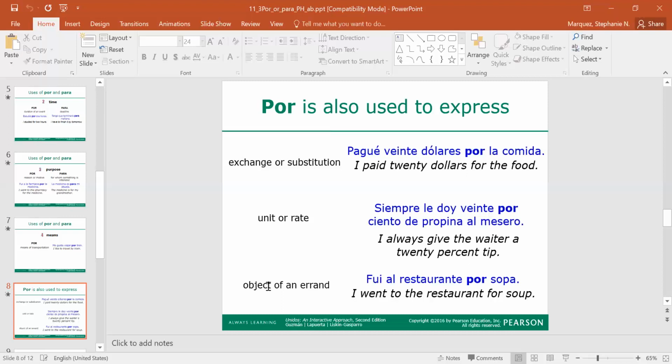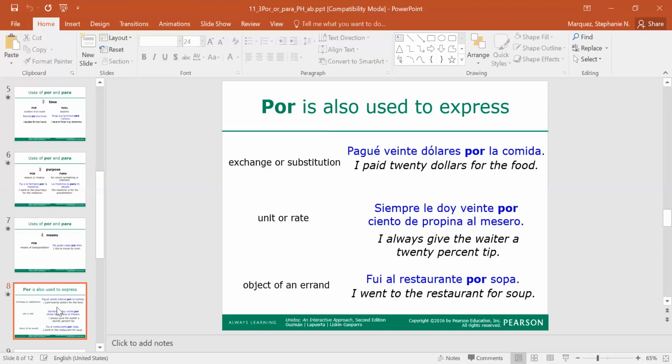And then this one, like an object of an errand, it's kind of like the means or motive, like why did you go to the pharmacy? Oh, I went to the pharmacy for medicine in that prior example. Fui al restaurante por sopa. I went to the restaurant for soup. Okay, it was an object of an errand, but it could also be categorized, and other texts do this, in the same category as the reason or motive, like I went to the pharmacy for medicine.